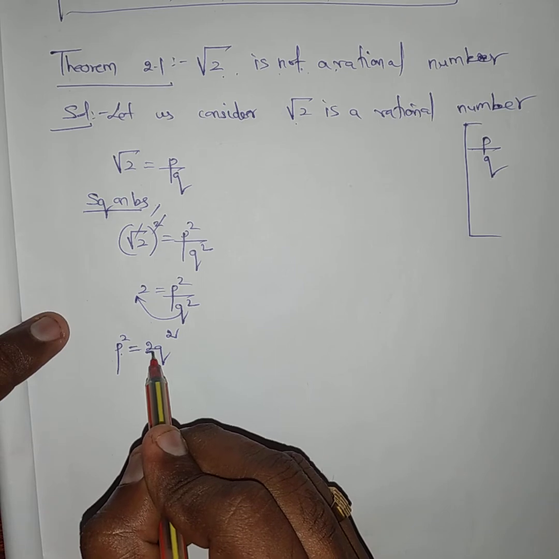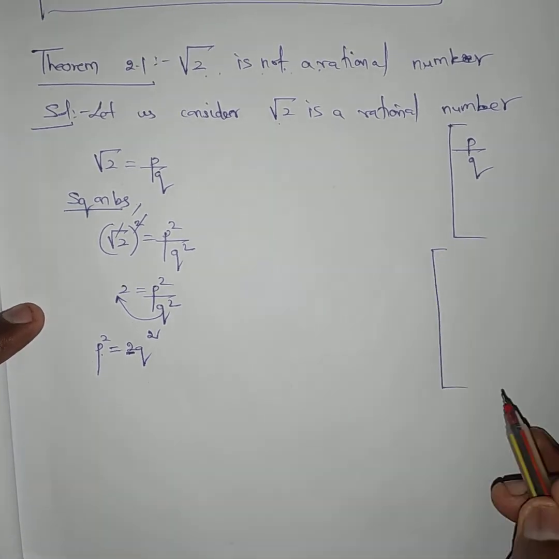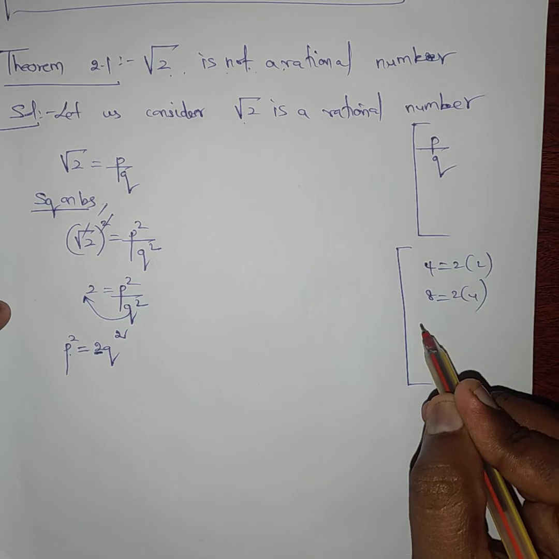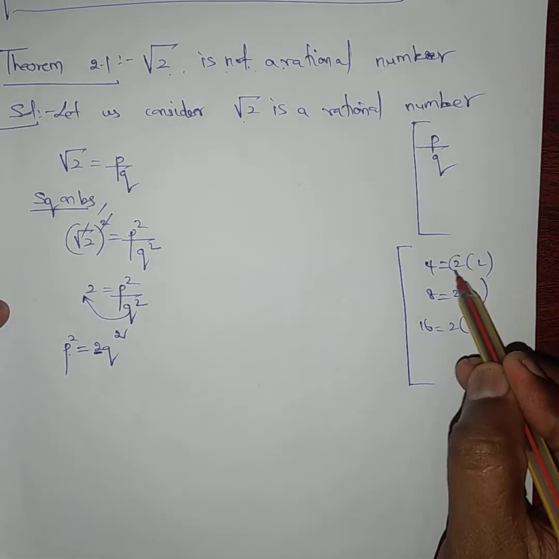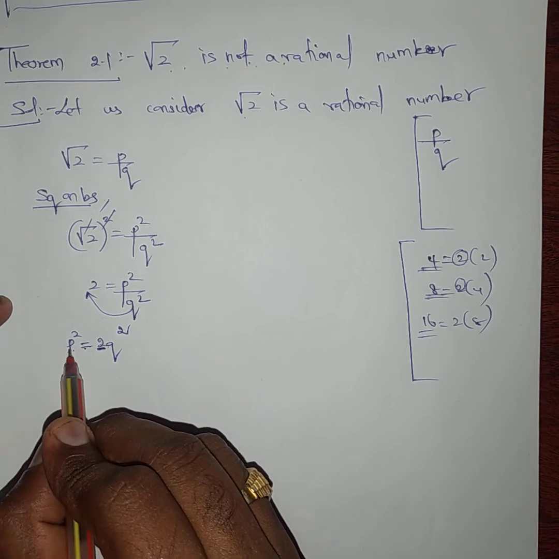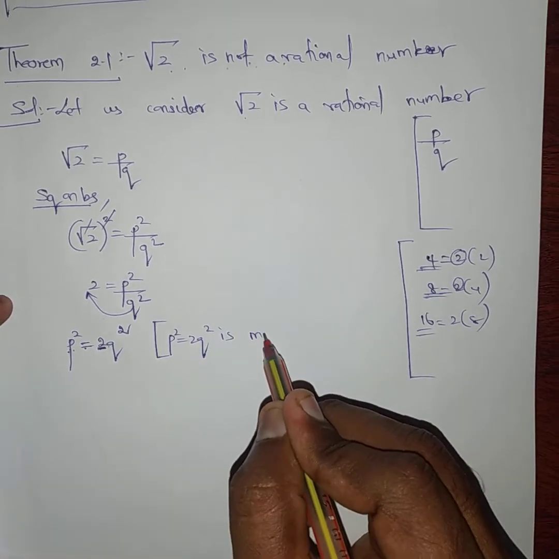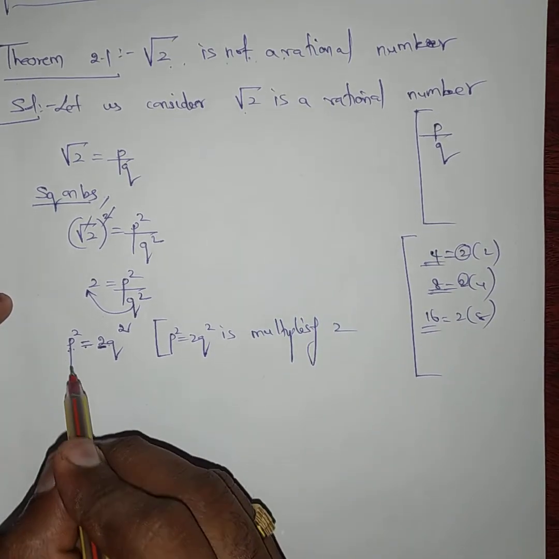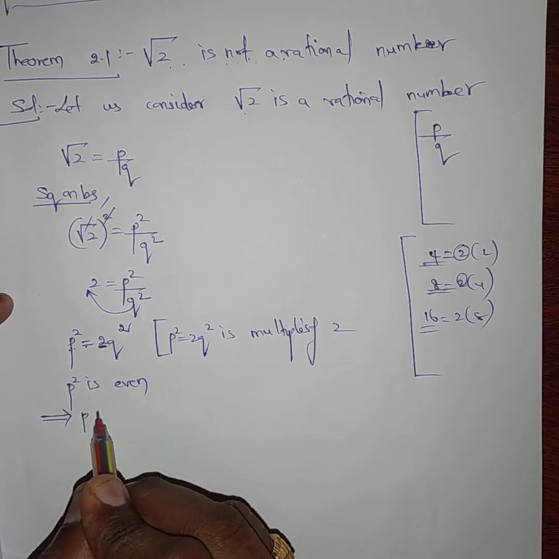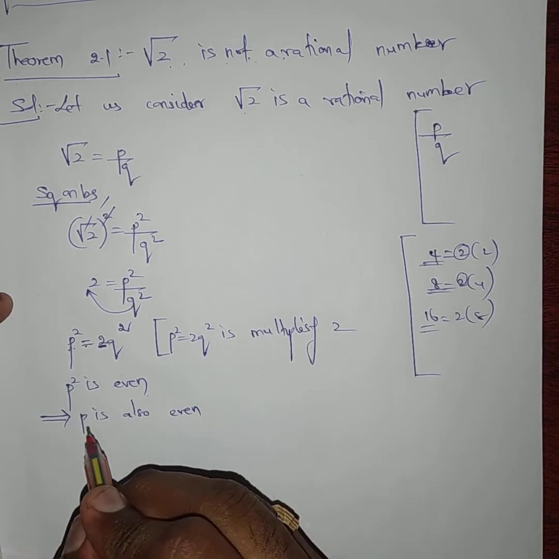The presence of 2 in front of q square indicates p square is an even number. Listen carefully. If I take any number, for example 4, 2 into 2, 2 into 4 gives 8, 2 into 8 gives 16. These are multiples of 2. Since p square is equal to 2 into q square, p square is a multiple of 2, therefore p square is even. If p square is even, which implies p is also even.